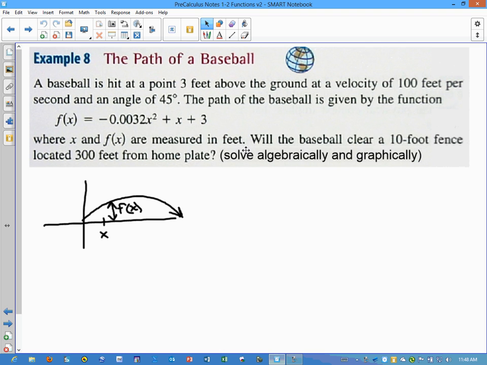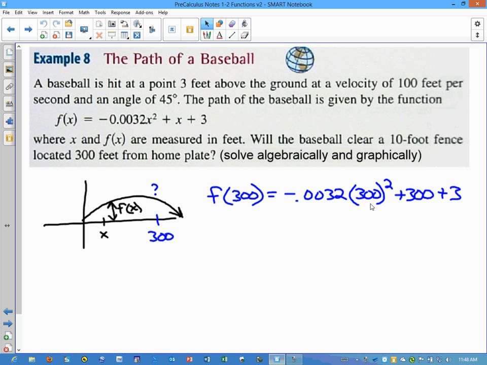And then this now boils down to the question of, at 300 feet from home plate, in other words, when x is 300, what's the height? If that height is greater than 10, then we have a home run. If it's less than 10, then we don't have a home run. So we basically want to know what is f of 300. All this problem is really just one of those plug and chug problems. So we're going to take the equation here, and everywhere that we have an x, we're going to substitute it with 300. So we substitute there and we substitute there.